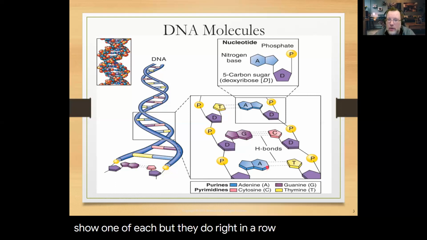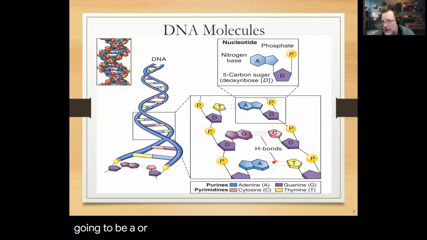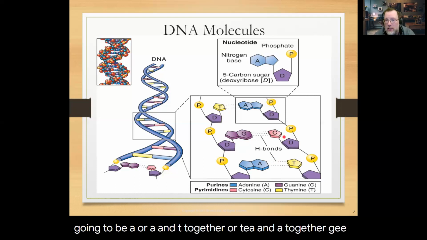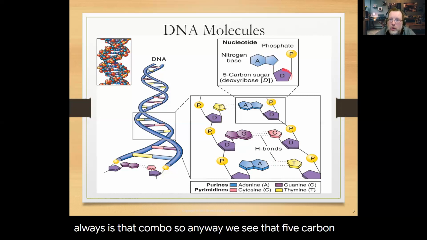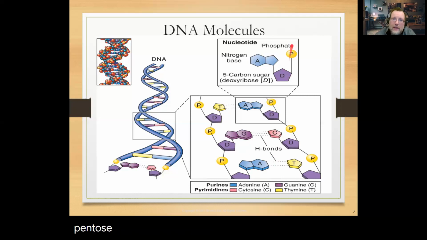What does happen though is this base pairing is always going to be A and T together, or T and A together, G and C together, or C and G together. So anyway, ATCG always is that combo. So anyway, we see that 5-carbon pentose sugar with a phosphate attached, and then that nitrogenous base.